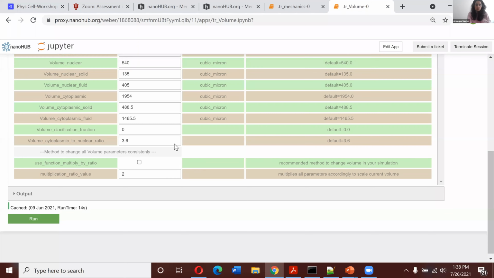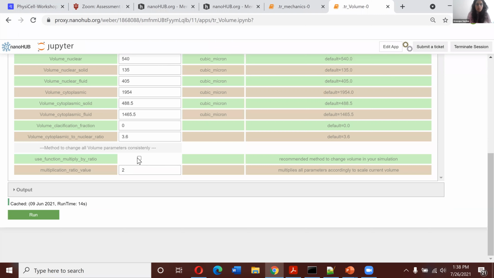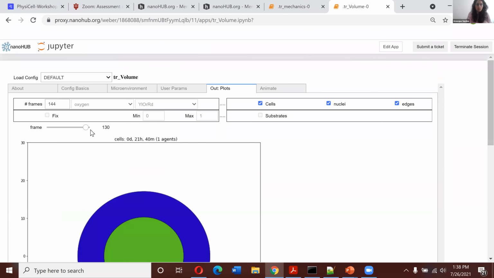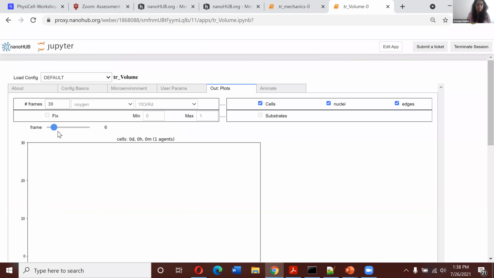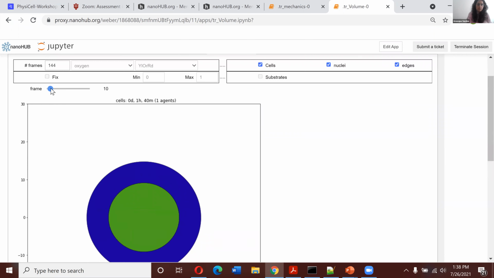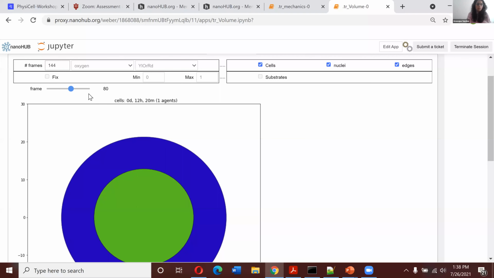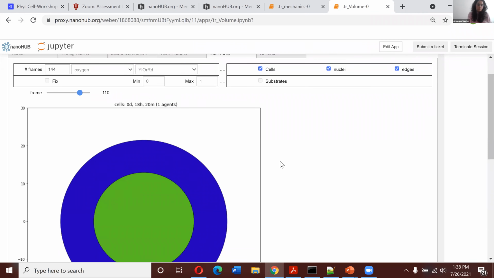And if I want to, I'll go back to this. 494. And if I want to double the size of my cell, I can just use this function and I will run it. And see, it's getting bigger and it's going to double the size of what was present in the beginning. So this is the easiest way to change your size.